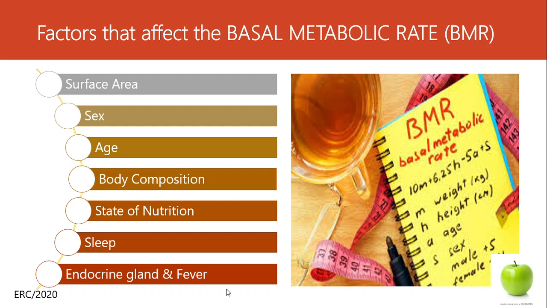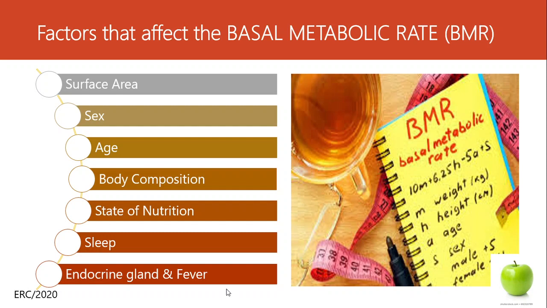Sleep, isang factor din po yan. During sleep, the metabolic rate falls approximately 10% to 15% below that of waking levels. This decreased rate is due to the muscular relaxation and decreased activity of the sympathetic nervous system. Endocrine glands, which secrete the hormones into the bloodstream, are the principal regulators of the metabolic rate.